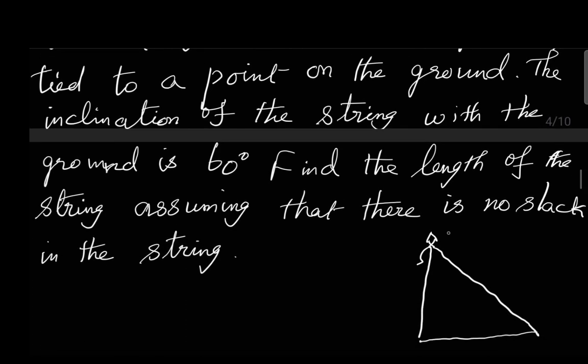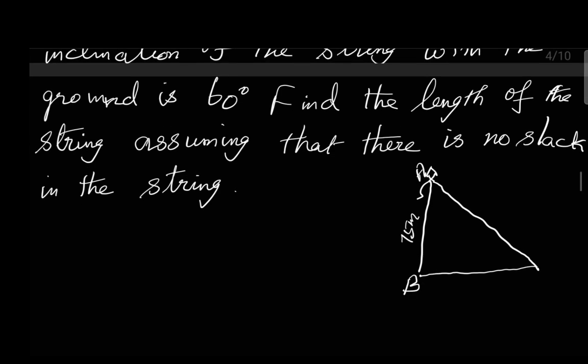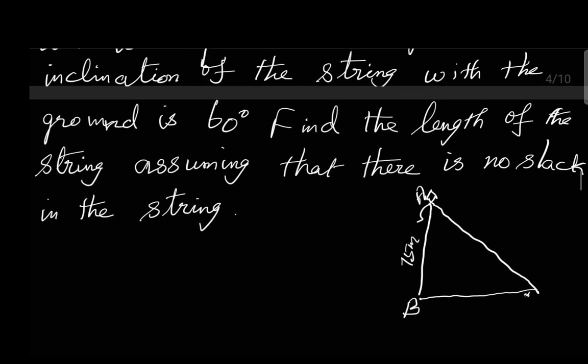See, the kite is flying at a height of 75 meter from the ground. Let me take the height of the kite from the ground is 75 meter, and the angle of inclination of the string with the ground is 60 degree. Here it is a string here. They don't give the length of the string. You are supposed to find this. Let me mark the position as here C. Find the length of the string. You have to find this x here.